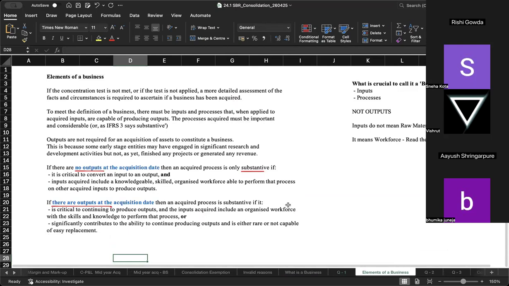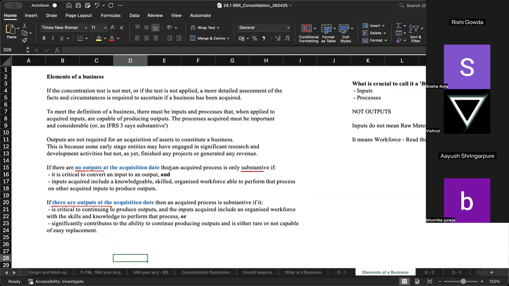What they ask you is the elements of a business test, and they specifically tell you that there are 3 elements of a business: inputs, processes, and outputs. But output on the acquisition date is not so important. ठीक है, आपका most important item है there has to be a process. ठीक है, and there have to be inputs also, of course.